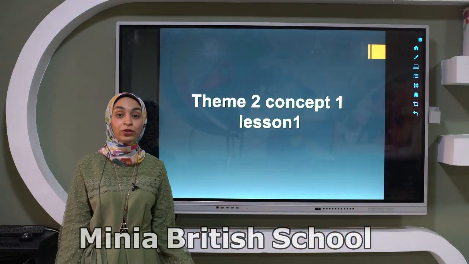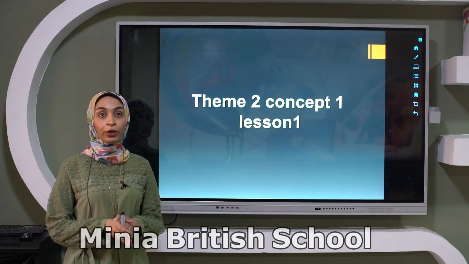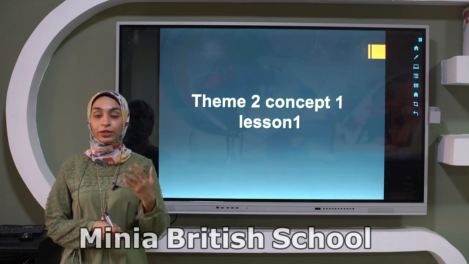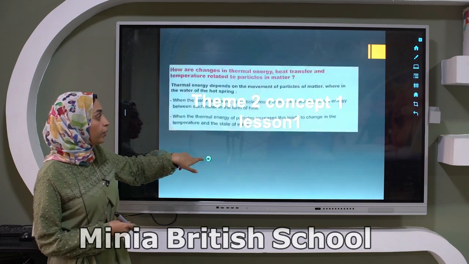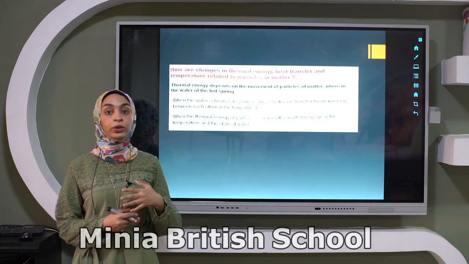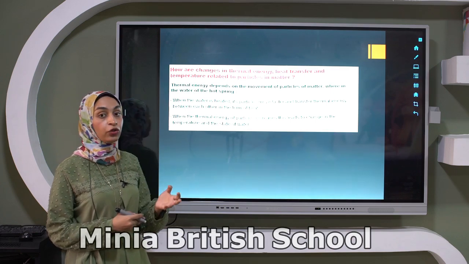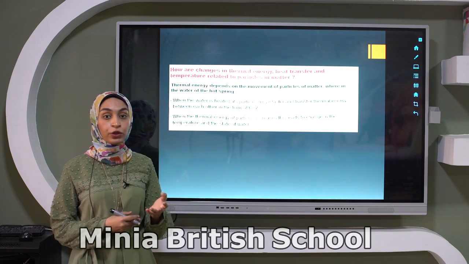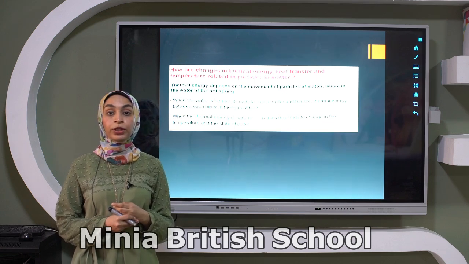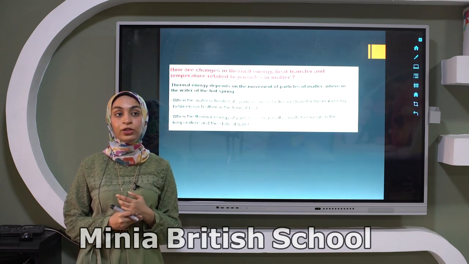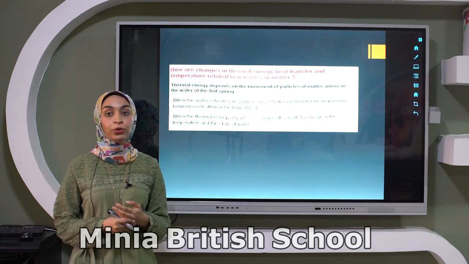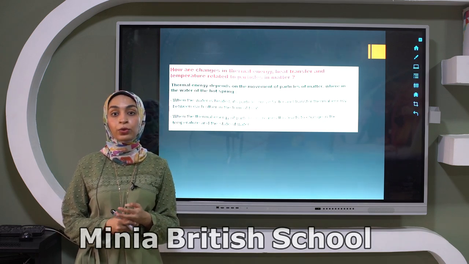Today we are going to start in concept 2.1, theme 2, concept 1, lesson 1 with the title The Transfer of Thermal Energy. But when I start the lesson, I want to ask you a question. What is the relation between the change in the thermal energy, the temperature, and also the movement of the particles in a matter? When you heat a substance, it starts to change from a solid state into a liquid state due to the transfer of thermal energy to its particles.